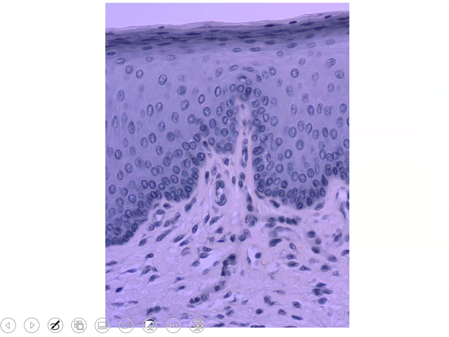This is showing you a beautiful example of our non-keratinized stratified squamous epithelium. Again, many layers of cells with the squamous-shaped cell at the apical surface. However, we do not see distinct layers, so this is a non-keratinized stratified squamous epithelium.